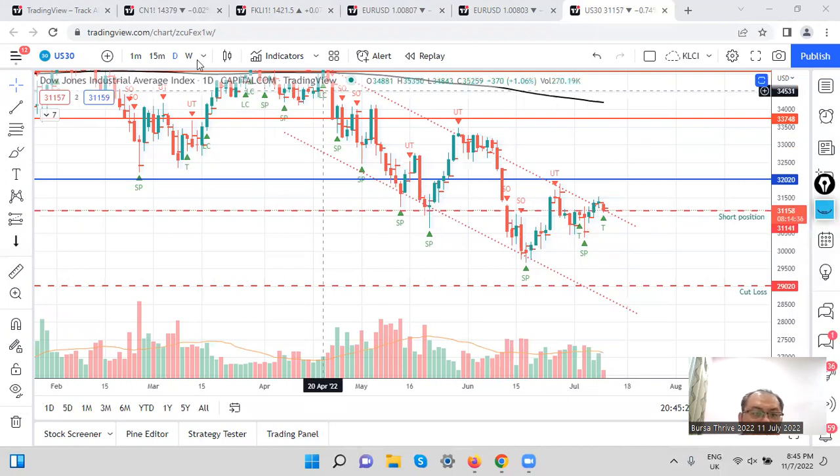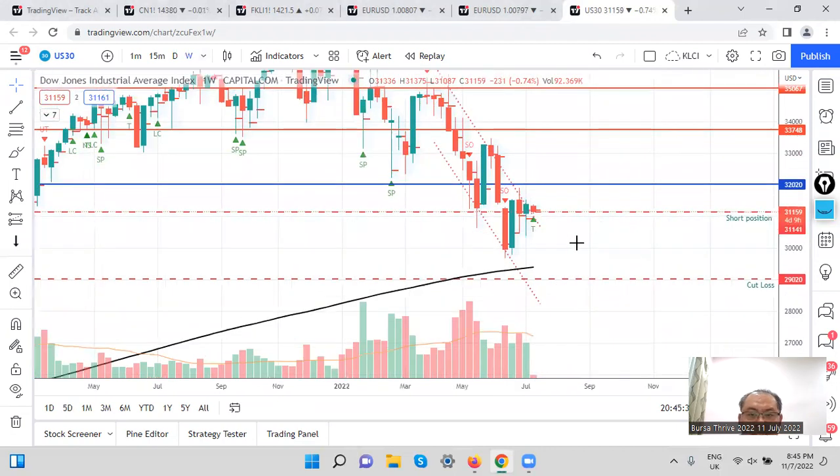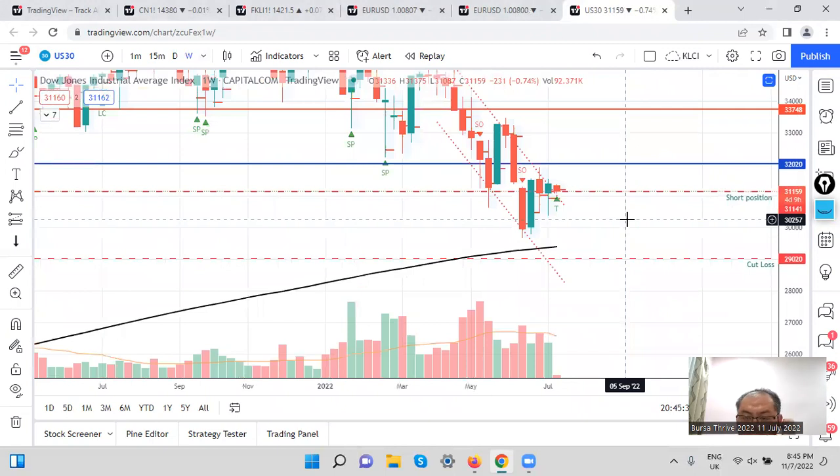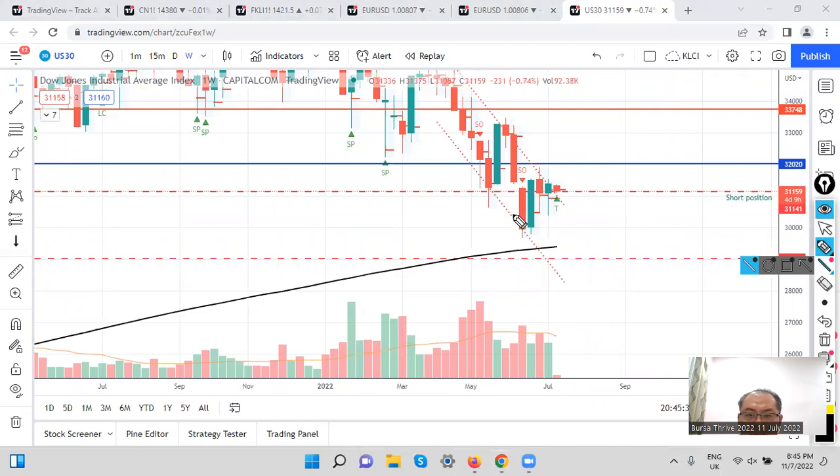Okay, so I want to switch to a weekly chart. On the weekly chart, you can see when we add the volume profile, this is the volume profile, and you pay attention to this red line. I put it here. Here we have some volume, and you can see the big volume is also concentrated on this support line at 32.